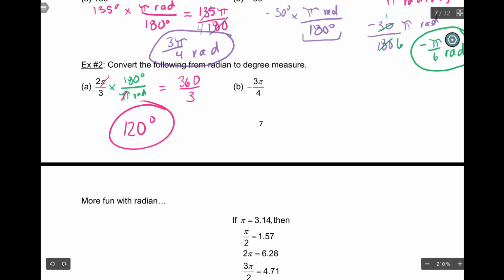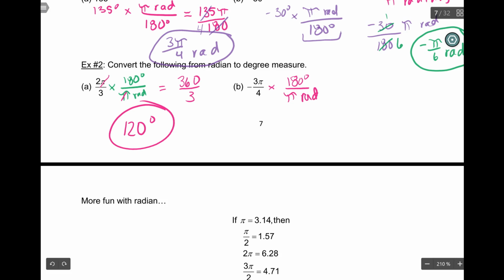The next one, negative 3 pi over 4. So I multiply by 180 degrees over pi radians. And how I remember what to put on top and bottom: if I want degrees, I have to have that on top. If I want to get rid of radians, what I currently have, I have to have that on the bottom, so it'll cancel out.